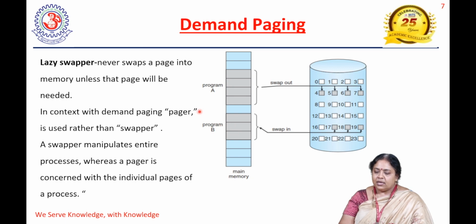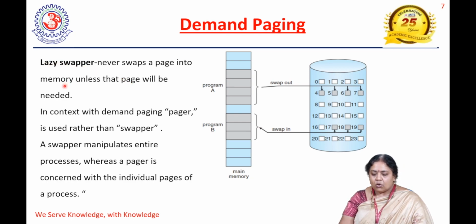So in the concept of demand paging, we call it a lazy swapper. Why are we calling it a lazy swapper? Because it is not going to swap the page until it is needed. Only when that page is needed will it be swapped. Instead of swapping the entire process, the entire set of pages, into the memory, the swapper is not going to load the page until it is required. For that purpose, we call this a lazy swapper.